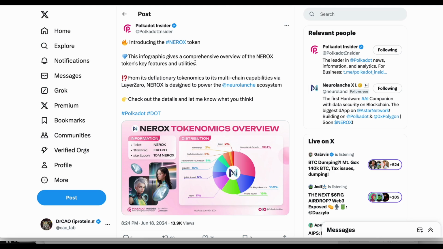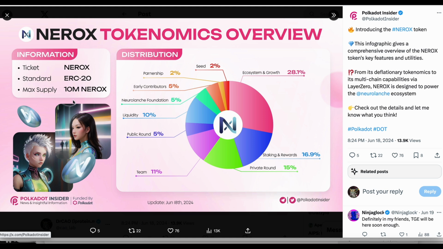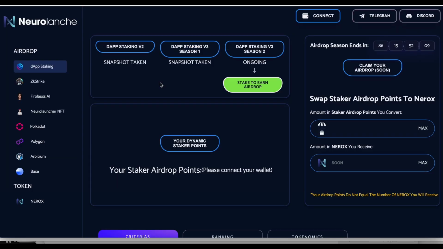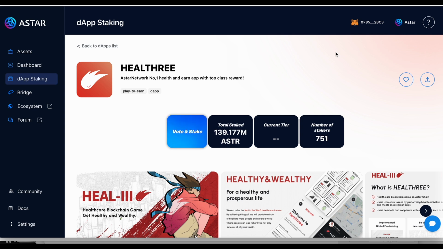So Neuron Launch, they have a new token called Neurox, and this Neurox has only a max supply of 10 million, then you can find the distribution of this token. So from there you can check if you staked in season 1, how many points you have got and convert that into the Neurox later on. But if you haven't staked, now is the time you can still stake and get your Neurox token after the end of the current staking period.